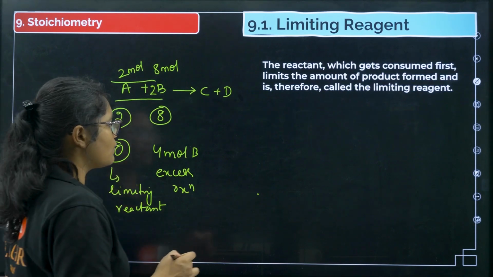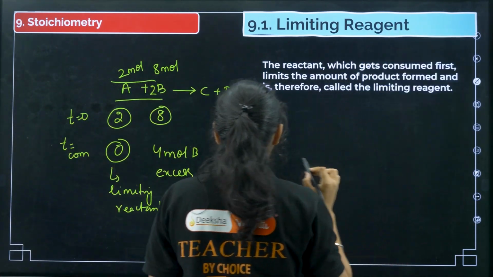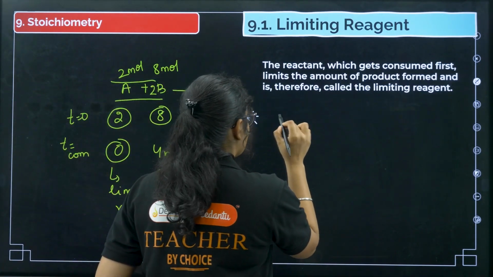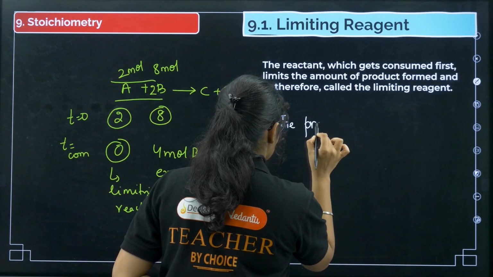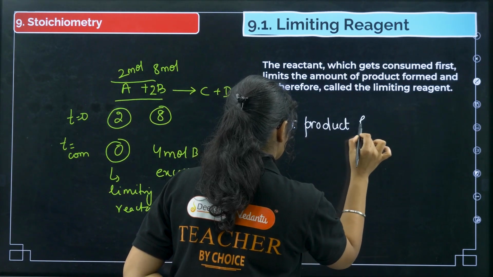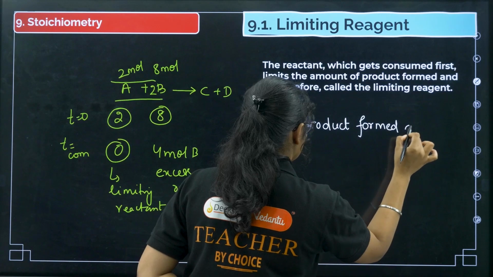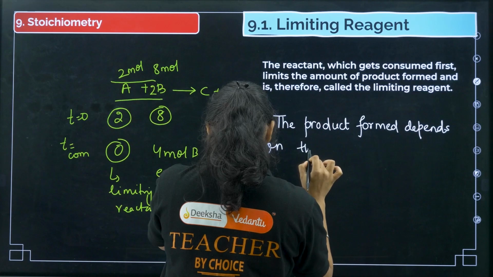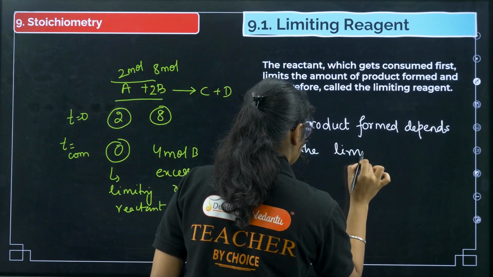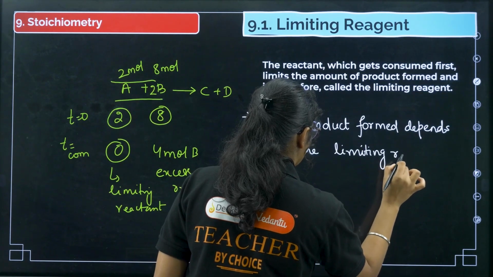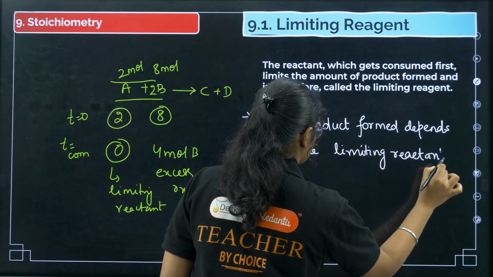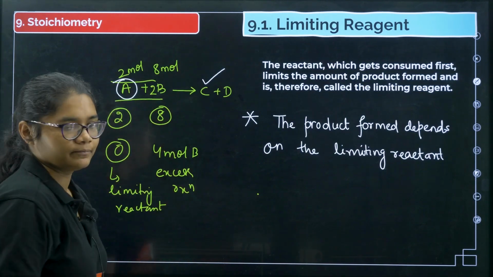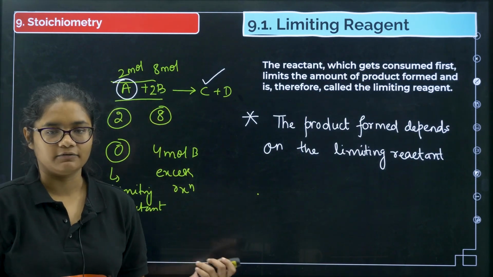Now what is the role of this limiting reagent? Why do we need to find out which is the limiting reactant? So the product formed depends on the limiting reactant. I'll do a question and it will be understood well at that time. So how much C will form will depend on the limiting reactant, that is A. So now let us solve a question here and it will be more clear.